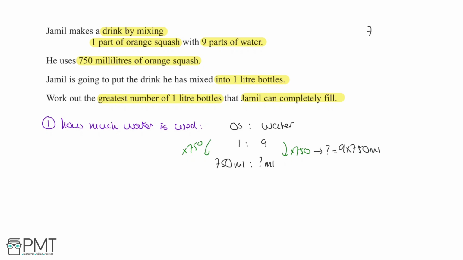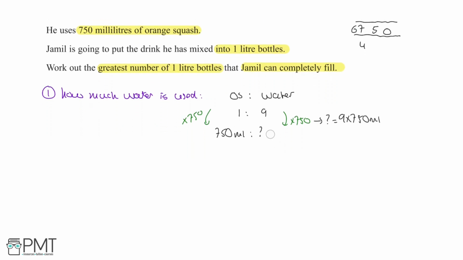Okay, I'm just going to do the column multiplication here, with our carry value. 9 times 0 is 0. 9 times 5 is 45, so we write the 5 down and we carry the 4. 9 times 7 is 63, plus the 4 is 67. So what we can say is that he uses 6,750 milliliters of water.